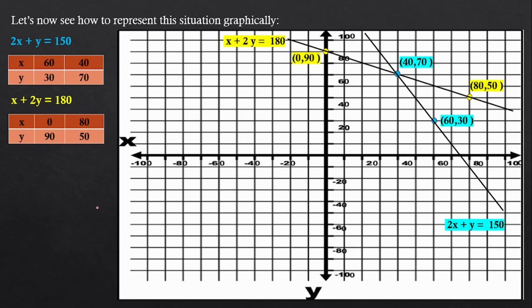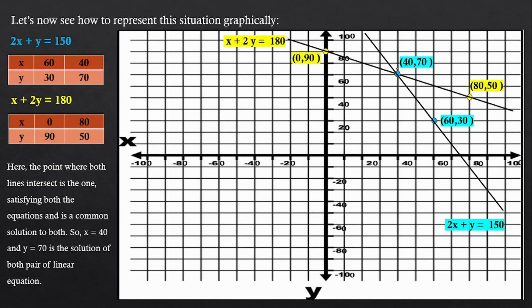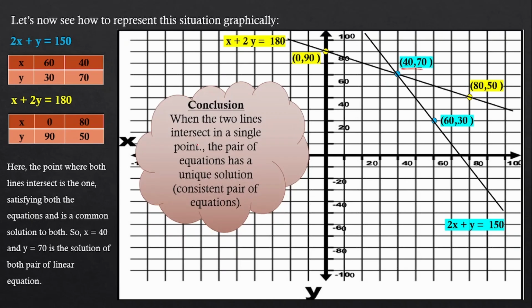What kind of graph are we getting? We are getting two lines which are intersecting at a point. Now, what is the significance of the point where the lines are intersecting? The point where both the lines intersect is actually lying on both the equations. That means this point satisfies both equations, x plus 2y is 180 and 2x plus y is 150. So this point where the two lines intersect becomes a common solution to the equations that we have framed. So we conclude here that when two lines intersect in a single point, the pair of equations will have only one solution.